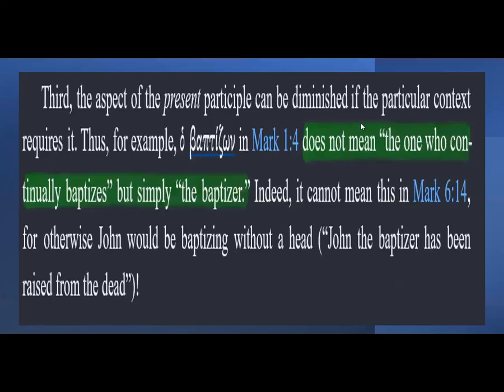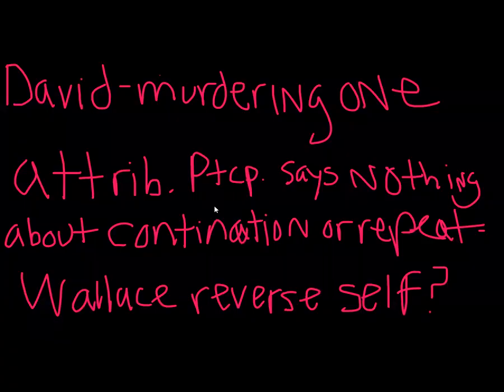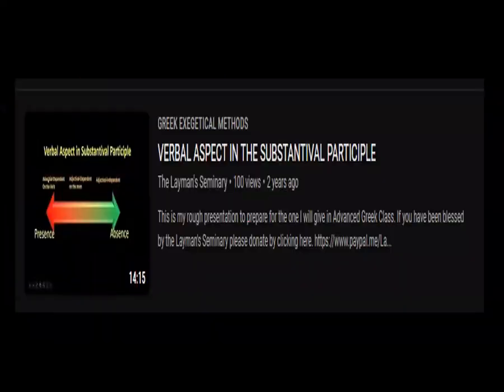Third, the aspect, I already said that. All right. So David could be described as the murdering one, but that doesn't mean that he's continuing and habitually in the action of murdering. The attributive participle says nothing about continuation or repetition, but it sounds like Wallace reverses himself on the next page in certain parts of his grammar.